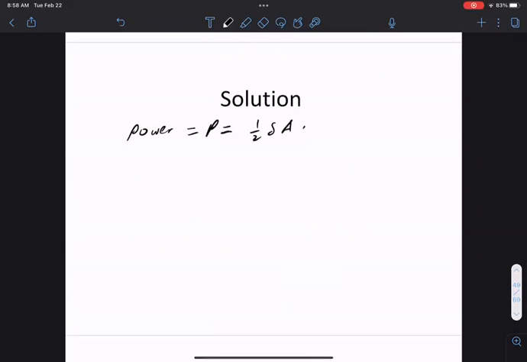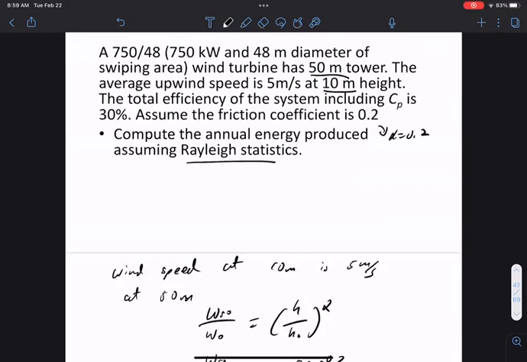So the power we have is half delta A times the cube of the speed. So when we look at the average power, what we want to do is, the energy is the integral of power over T. We want to figure out basically how much energy. So you compute the energy produced: you compute the power, you look at how long each year is, and then sum the energy.